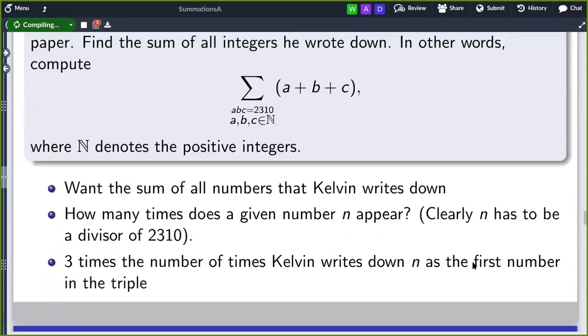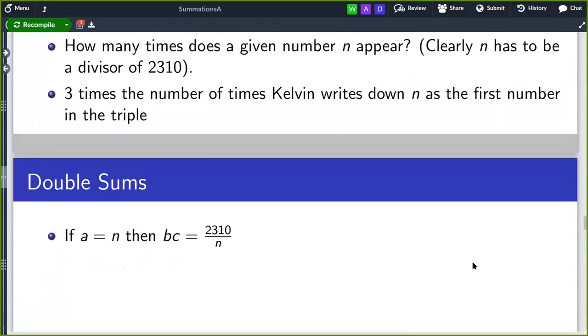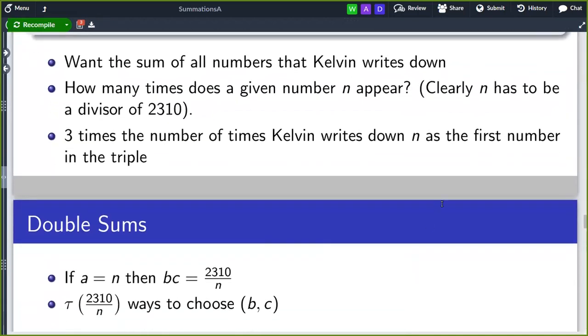So suppose that A equals n. How many choices do we have for B and C? Well, we know that ABC has to be equal to 2,310. So BC is 2,310 divided by n. How many choices does that leave for the pair B and C? The number of ways to choose B and C is equal to the number of divisors of 2,310 over n.